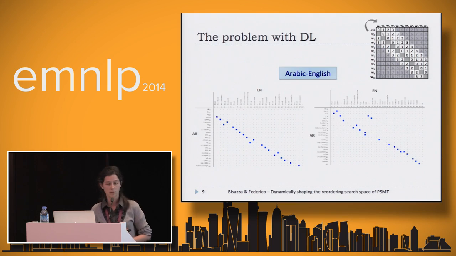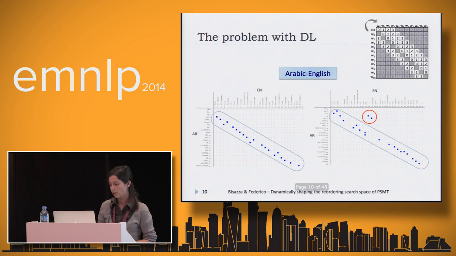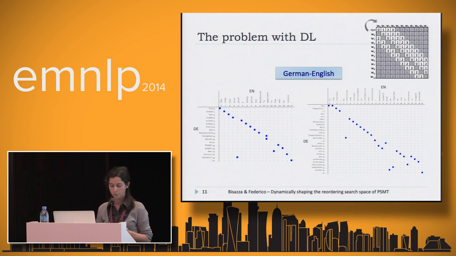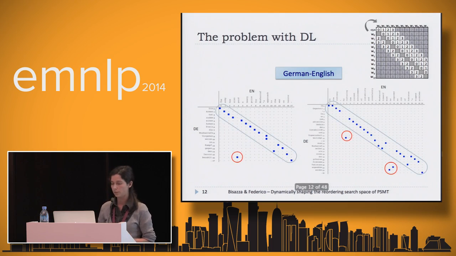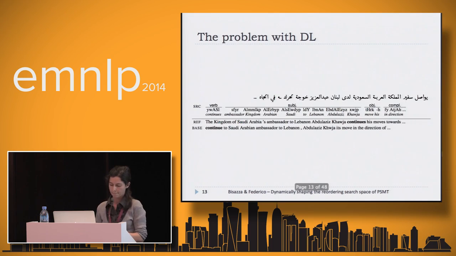However, if you look at the second example, you can see that some points lie quite far from the diagonal, and these points are not alignment errors, but most of the time they are very crucial words, like verbs, that are very important to translate in the correct place to preserve the meaning of the input sentence. A few more examples in German-English, and this is also due to the different position of the verb in German with respect to English.